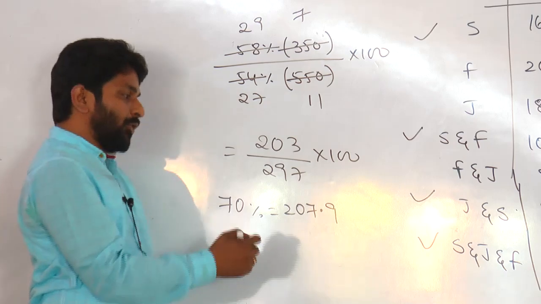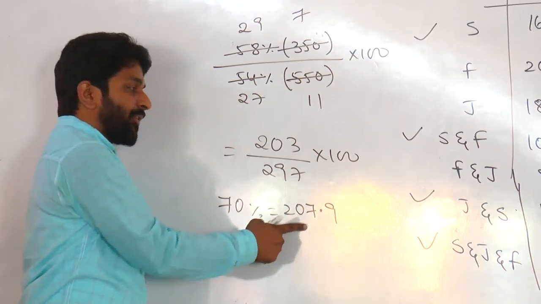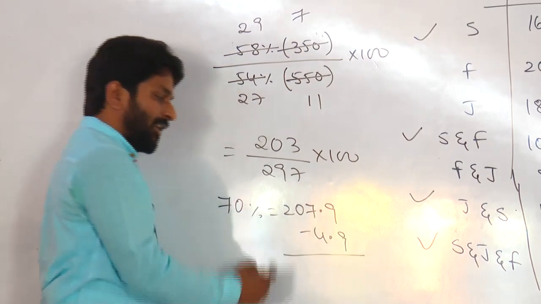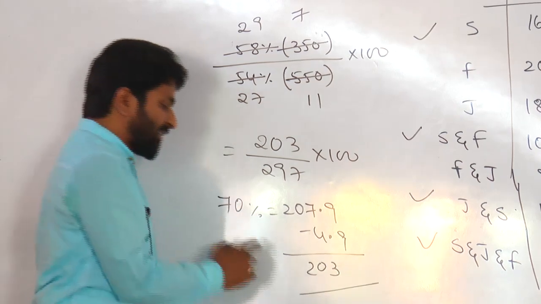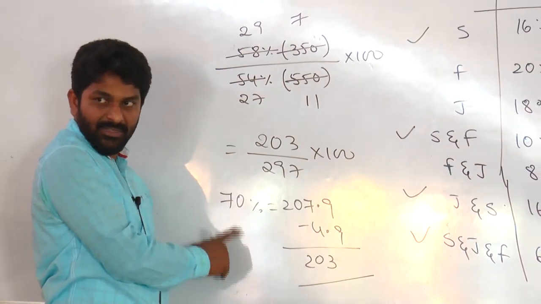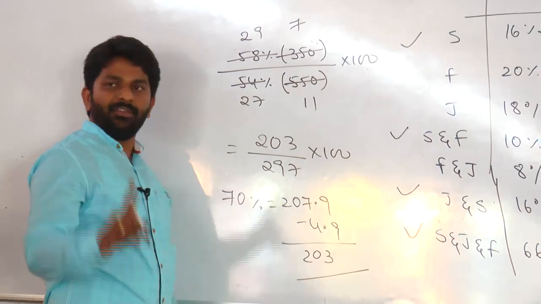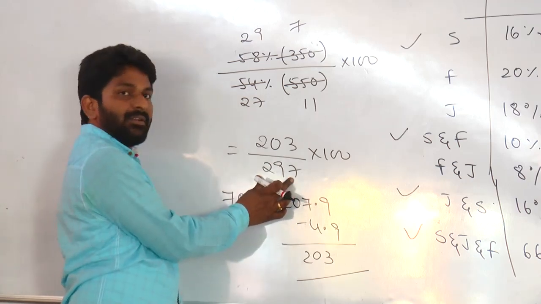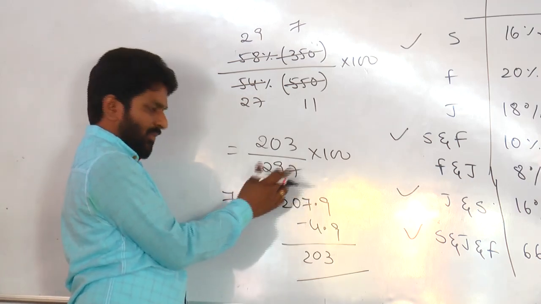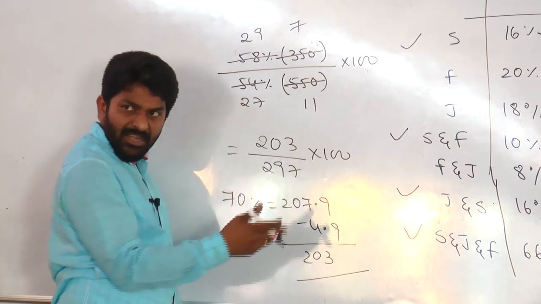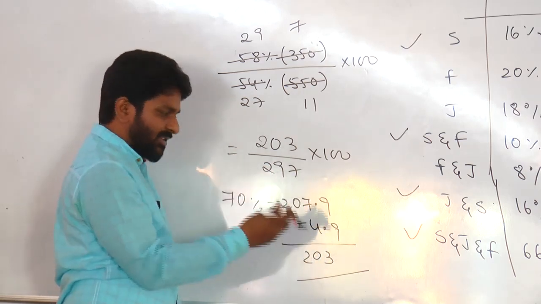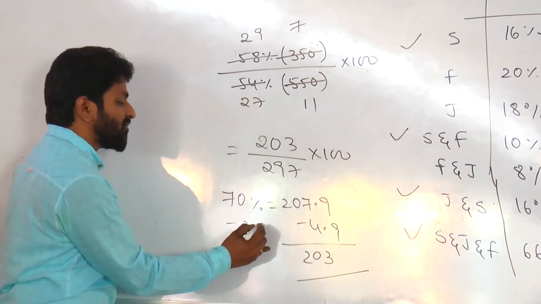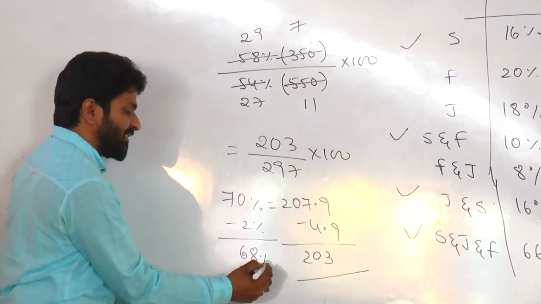207.9. Now look at your numerator. How much is this? 203. In the sense, from this number you need to subtract 4.9. Then you will get 203 here. So your answer is definitely less than 70%. How many options are there? If you have only one option, you can do it. If you want to make sure, wait a minute. What about 1% of this number? 2 point something, so that is near about 3. If 3 is 1%, 4.9 would be near about 2%. So approximately I need to subtract 2%. My answer is 68%.